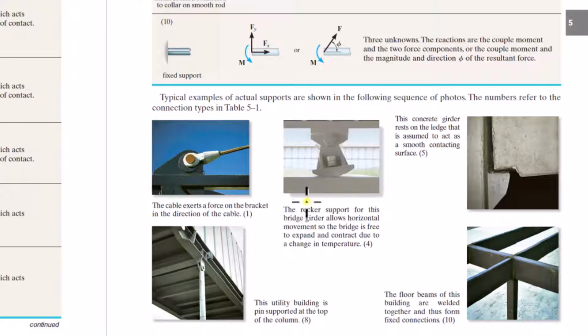Here's a rocker. The rocker support for the bridge girder. You can see these types of supports when you're going over a bridge. Sometimes you can see the supports on the bridge, and you'll see these.